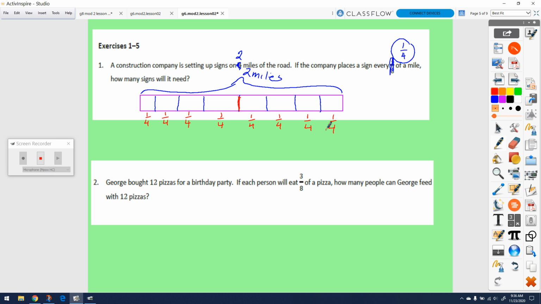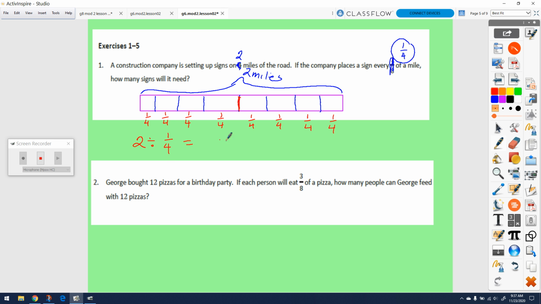And what we need to do is see how many signs will it use to do it every 4th of a mile. Well, we need to take and count how many there are. 1, 2, 3, 4, 5, 6, 7, 8. So how many will it take? It should take 8 signs, which is taking 2 and dividing it by 4th.